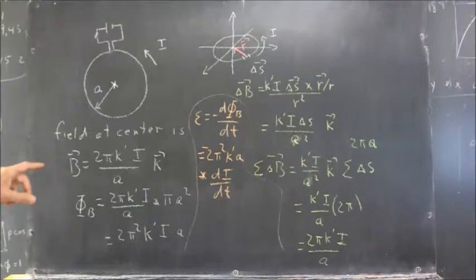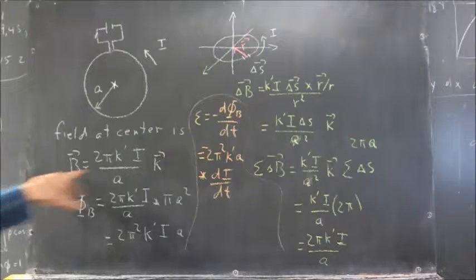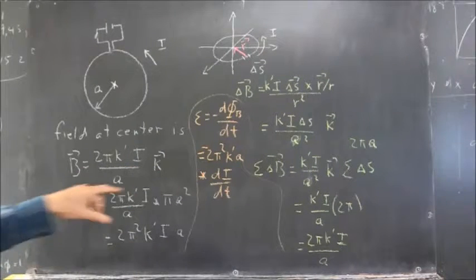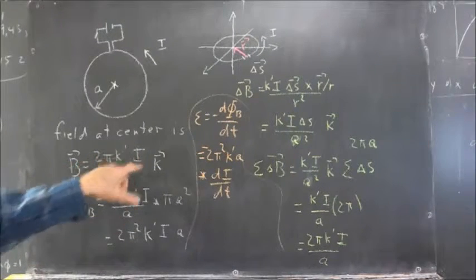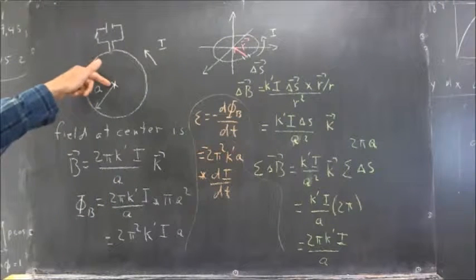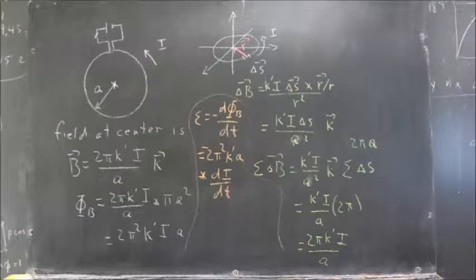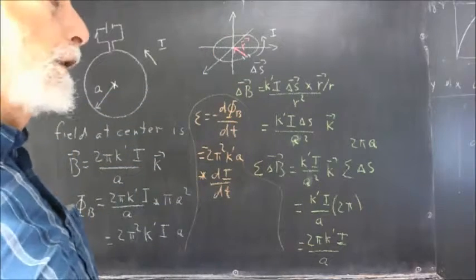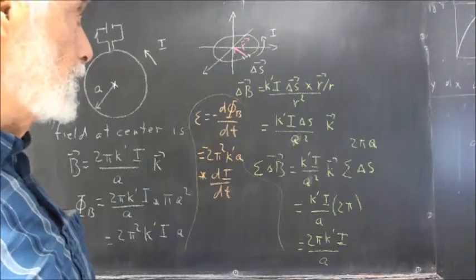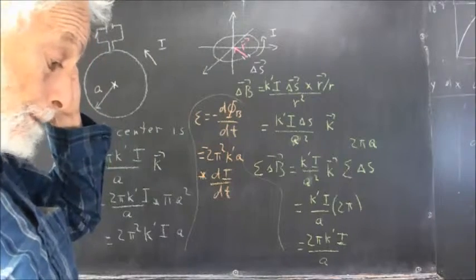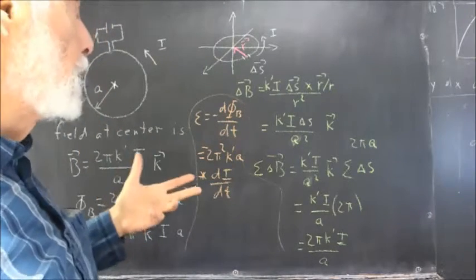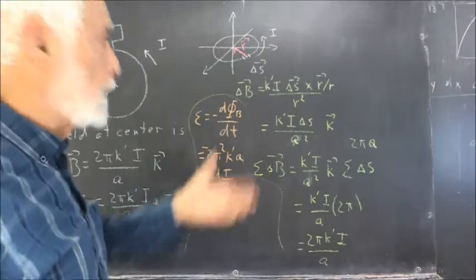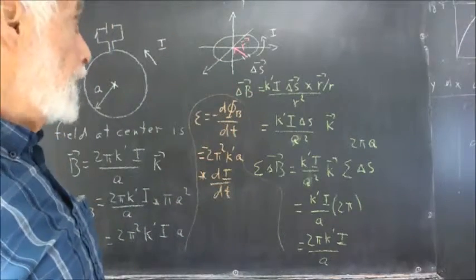Okay, so we get our field, which has magnitude 2 pi K prime I over A, and that's the field at the center of the loop. Now, the argument for that I'm just going to briefly allude to, because I've done that in other videos and in more detail. But this is an argument you should be able to reconstruct for yourself anytime.